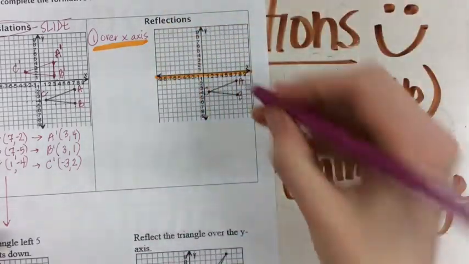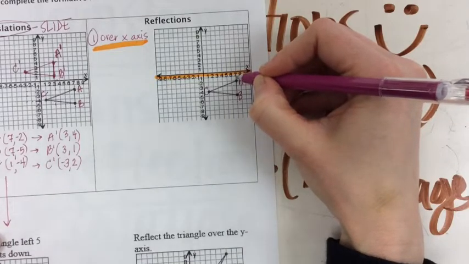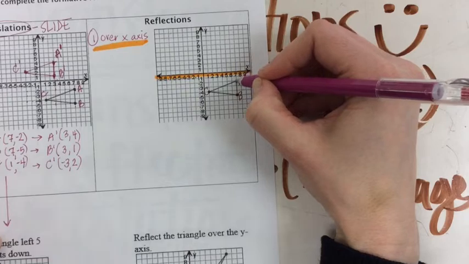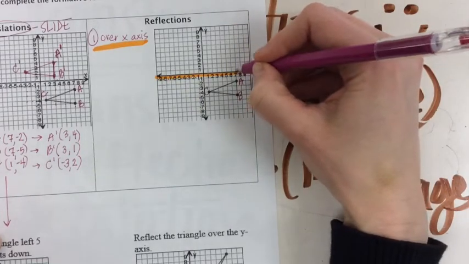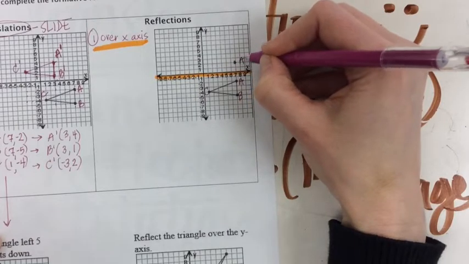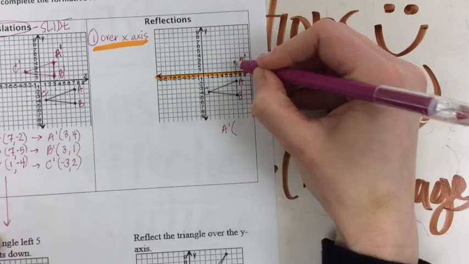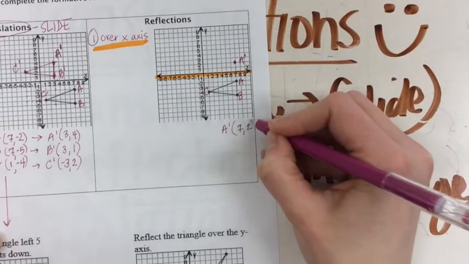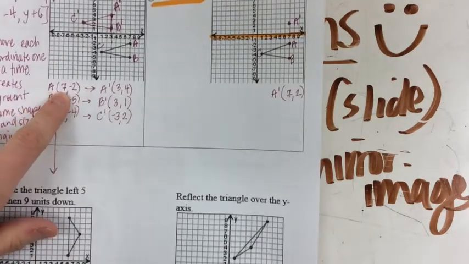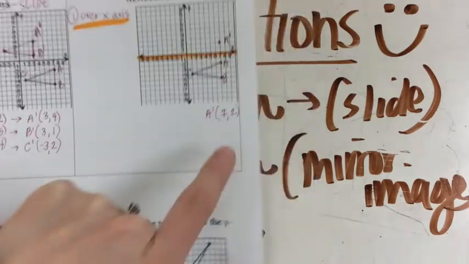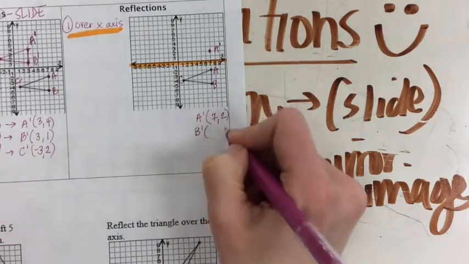So the way that we reflect is we can count the distance from our reflection point. In this case, my A is 2 away from the x-axis, and then I want to go 2 away in the other direction, and that is going to be my A prime. So my A prime is going to be 7 comma positive 2. It's kind of interesting. Last time, I don't know if you guys remember, A was 7 comma negative 2, and now it's changed to be 7 comma positive 2. So let's see if we can do B.